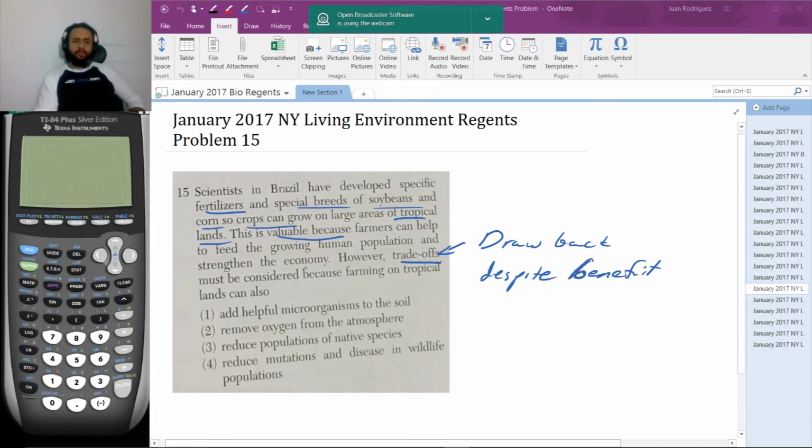So let's see what this says. The farming on tropical lands can also add helpful microorganisms to the soil. That's not a trade-off because that's not a bad thing. The next one, removing oxygen from the atmosphere. Plants usually add oxygen to the atmosphere, so that's not the answer.